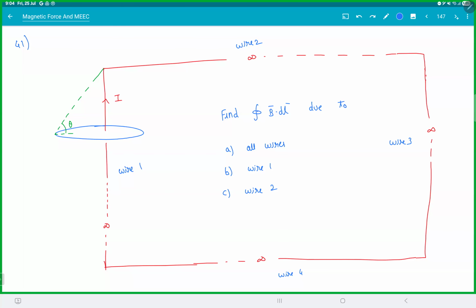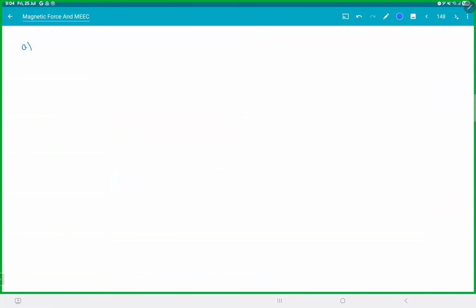First one was easy. What is integral B dot dl due to all wires? That was the definition of Ampere's law, isn't it? Integral B dot dl due to all wires is mu naught I, the current crossing the loop. There's only one current crossing, which is mu naught I. That is straightforward. But if you ask only due to wire 1, I have a problem. I can't use mu naught I because that B bar was due to everyone. So how do you define for the second one? For the second one, you just actually do the brute force.